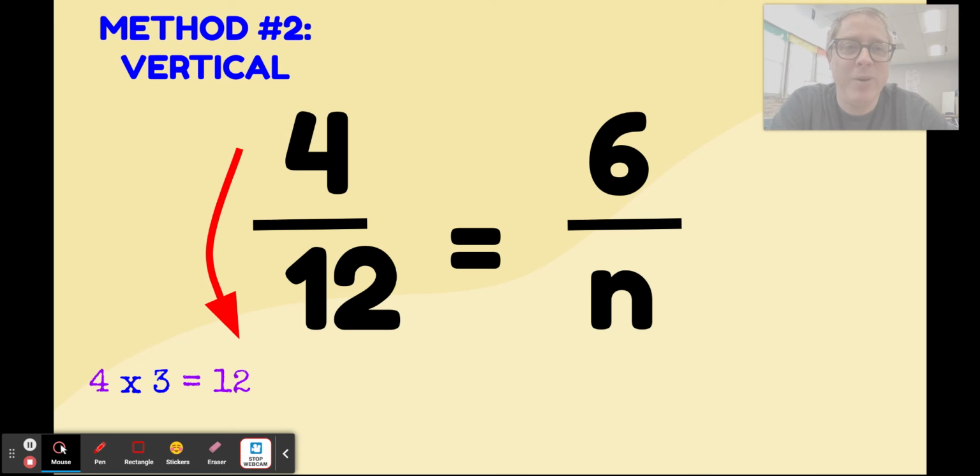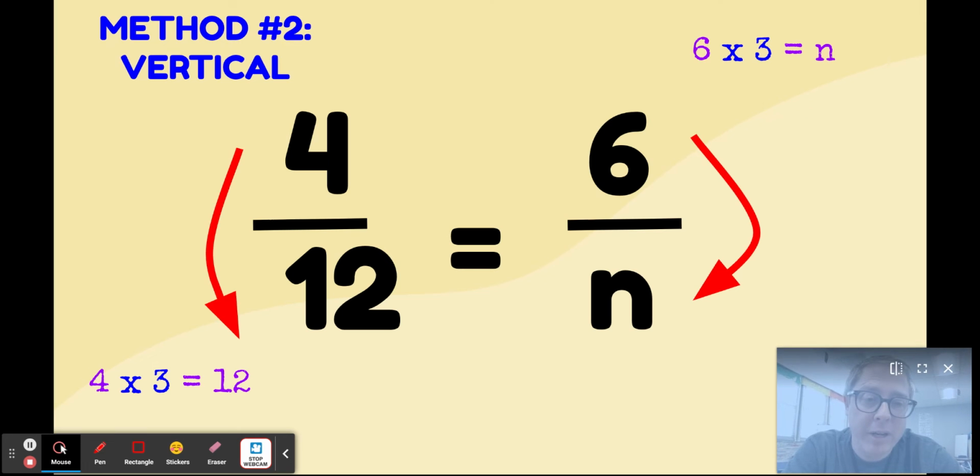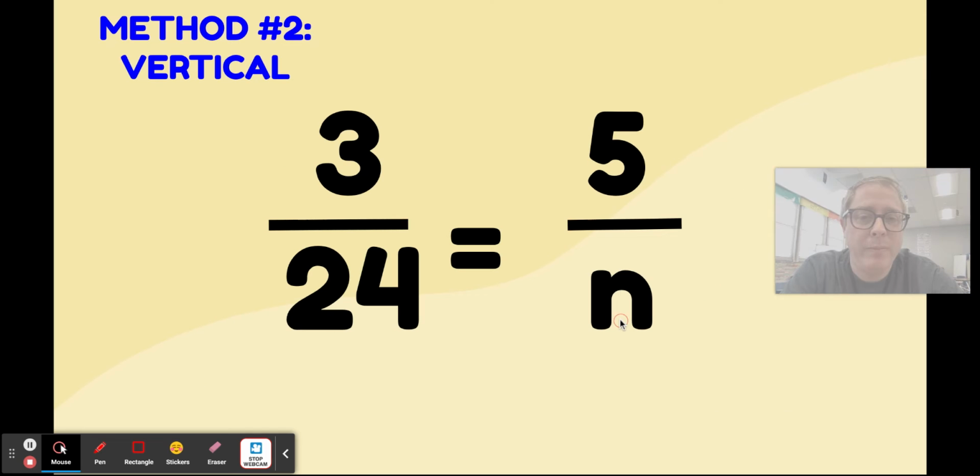3, you're saying, Mr. Mahoney. Yes, that's right. 4 times 3 is 12. Well, if 3 is my multiplier on the left side of my proportion, that means 3 is going to be the multiplier on the right side as well. That means I'm going to take that 6 and multiply it by 3. 6 times 3 will give me the value of n. And 6 times 3, check your multiplication chart if you need to, hopefully you knew this one, is 18. That means n is 18. So when I put that in, I've got 4 over 12 equals 6 over 18. 4 to 12 equals 6 to 18 is my ratio, my proportion.